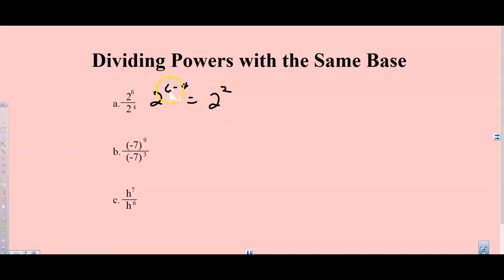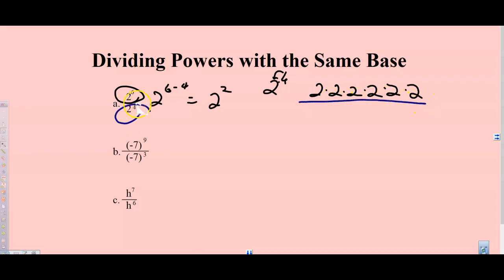But why does this work? In order to figure that out, I'm going to bring you back to exponents and what they really mean. How do we use exponents to write what we call the expanded form? When we say 2 to the 6th power, what that means is there are 6 2's all being multiplied together. 1, 2, 3, 4, 5, 6, check, check, check. All of those 2's are in the numerator of this particular problem. Now let's go to that denominator. In the denominator, we have 4 2's being multiplied by each other.